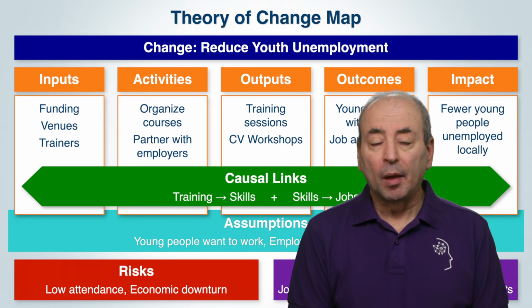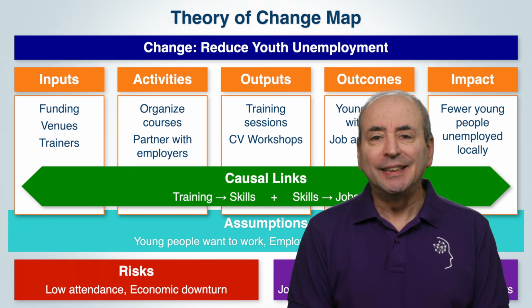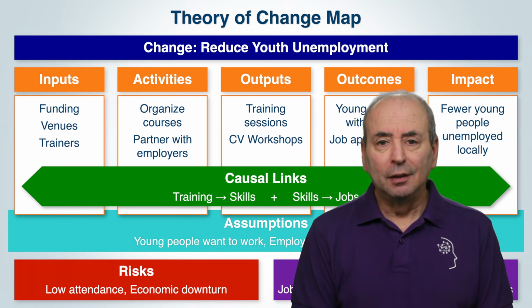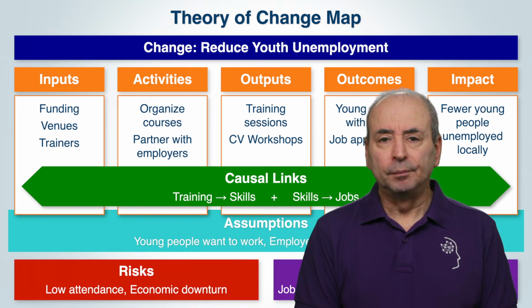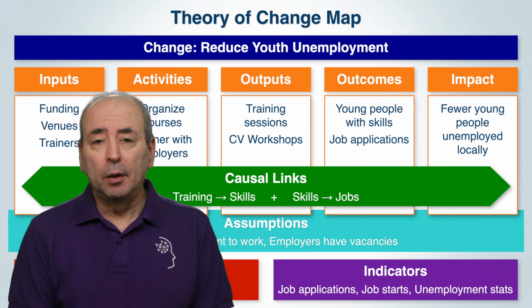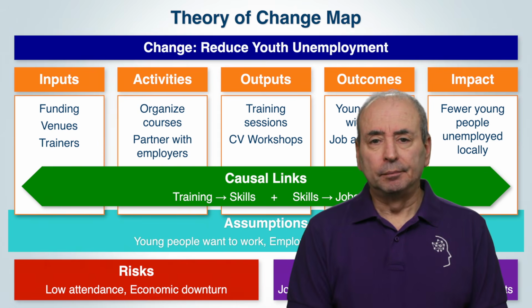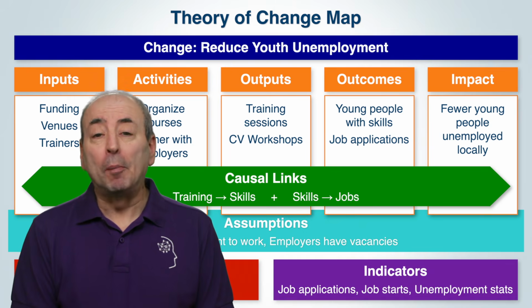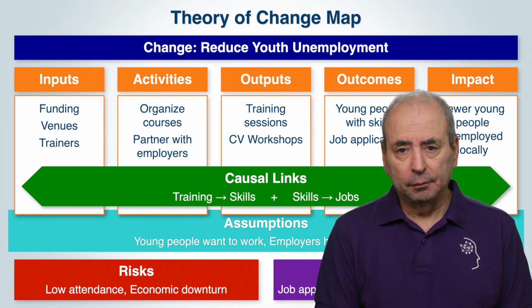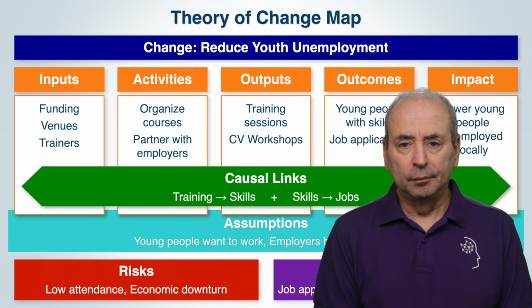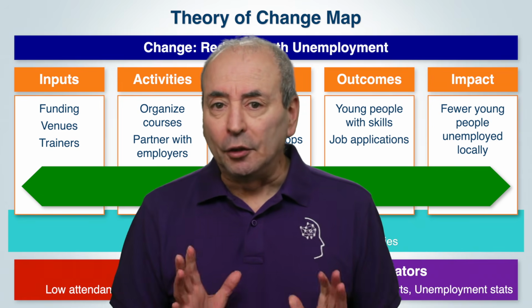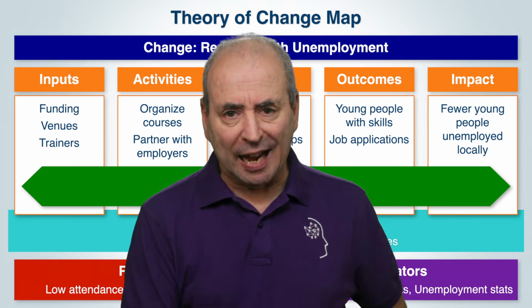Activities: partner with local employers, design and test training workshops. Inputs: funding, venues, trainers. Assumptions: young people want to work. Local employers have vacancies. Risks: economic downturn, poor attendance at workshops. Indicators: job applications, job starts, unemployment statistics. Causal links: training sessions lead to skills. Skills lead to jobs. But don't forget, this is highly simplified. If you're developing a theory of change, you will need a lot more detail than that.